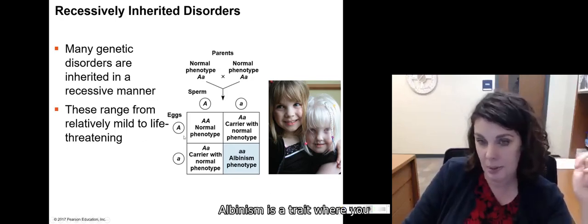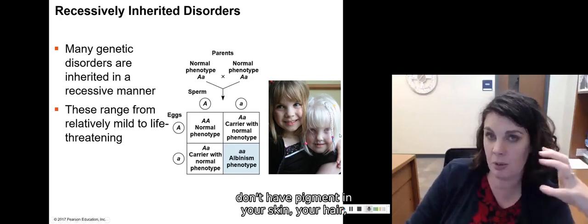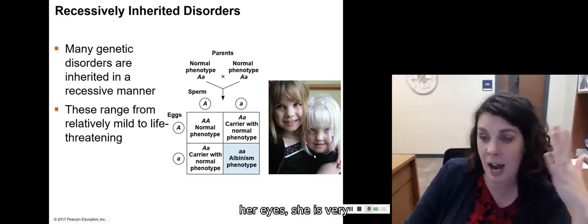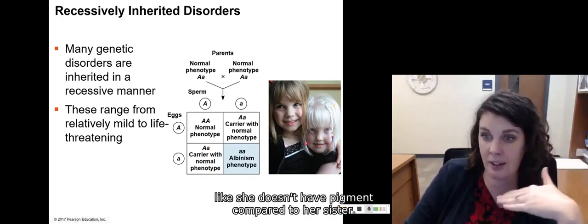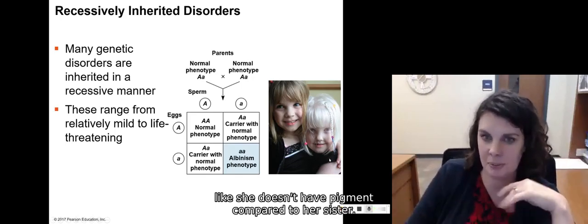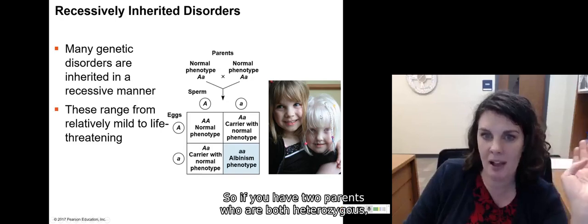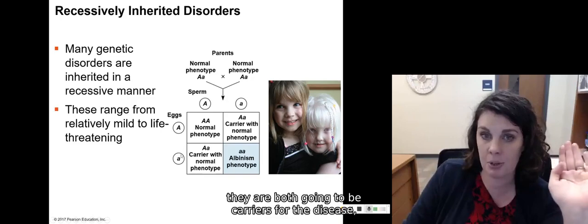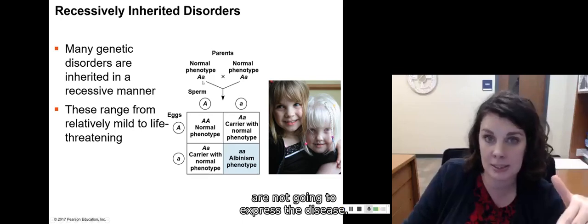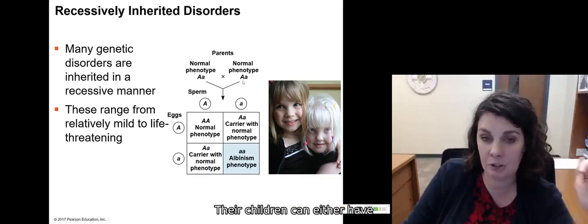So here we are looking at albinism. Albinism is a trait where you don't have pigment in your skin, your hair, her eyes. She doesn't have pigment compared to her sister. So if you have two parents who are both heterozygous, they are both going to be carriers for the disease. They're not going to express the disease.